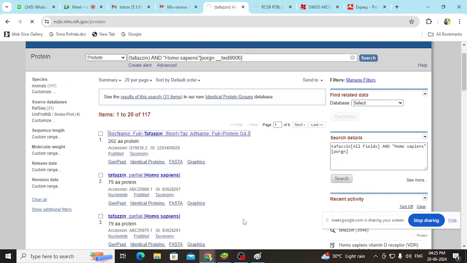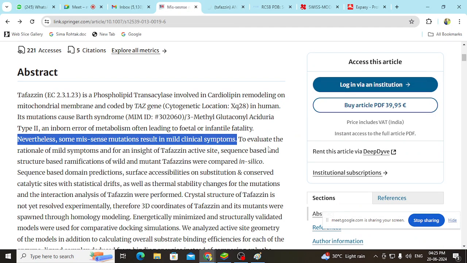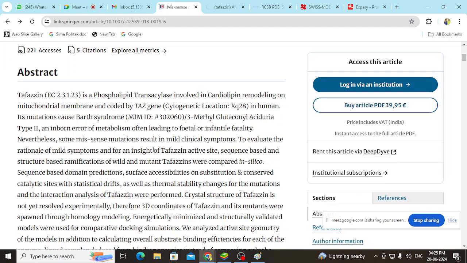Let us hope that the page opens up. Many a time it does not respond, but it will open up. What we are trying to do is figure out the structure of human tafazine, and we will try to figure out the active site of tafazine where the reaction takes place.